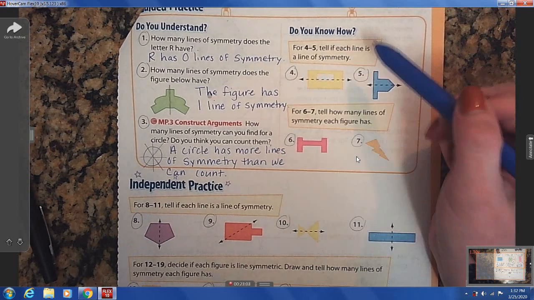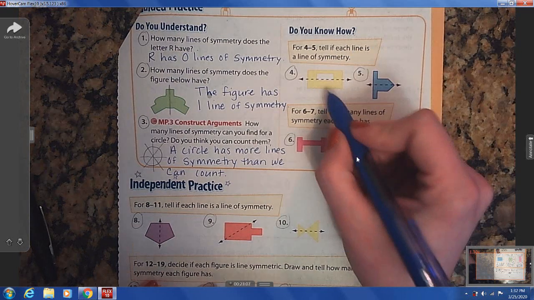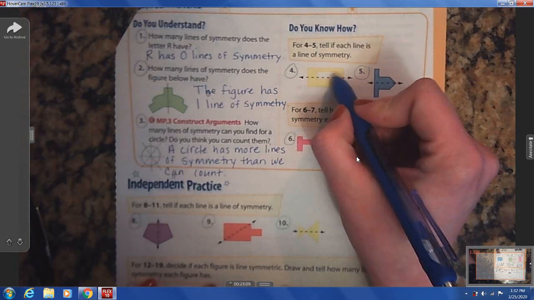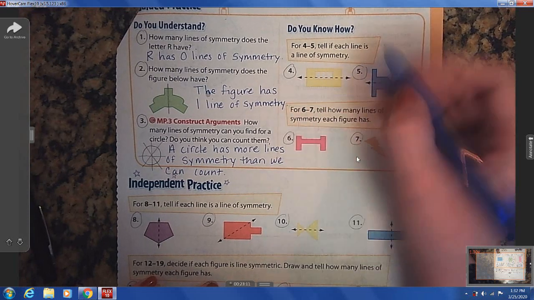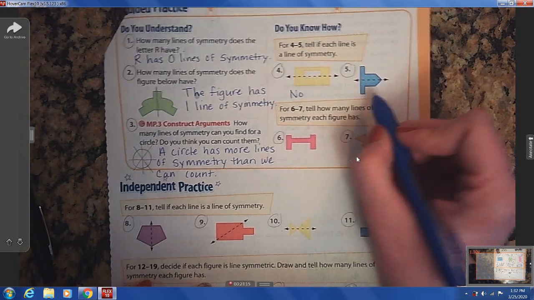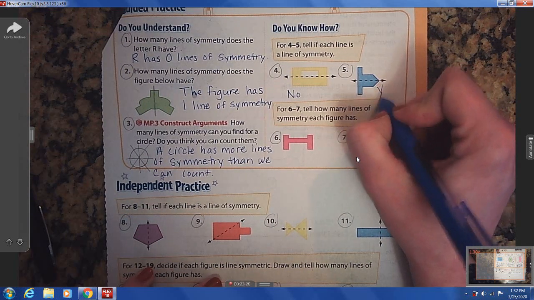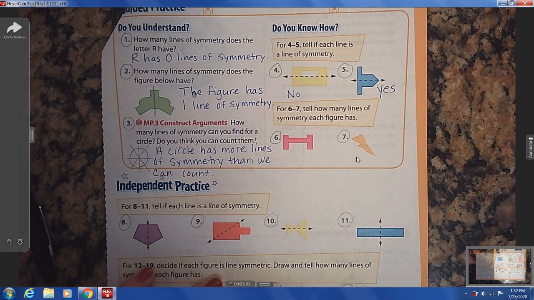Okay, for 4 through 5, tell if each line is a line of symmetry. For number 4, there's like this big open part up here but not down here, so we're going to go with that is a no. And for number 5, if you folded that across a line, they would be equal, so that is a yes.